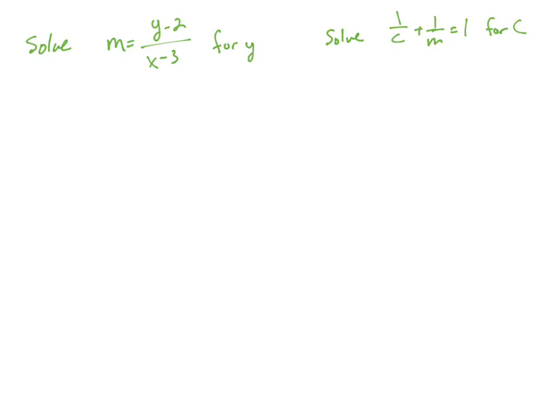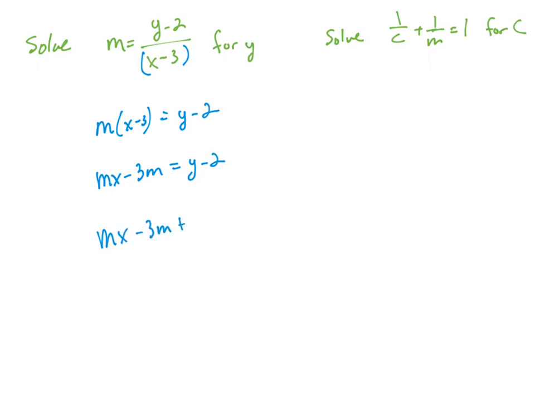Alright, and then the last examples we'll see is how we can solve different equations for specified variables. So the first one we have, m is equal to y over 2, y minus 2 over x minus 3. We want to solve for y. So what I'm going to do is multiply both sides by the denominator here, or in other words, we want to cross multiply. When we distribute, this is what we get. So to solve for y, I'm just going to add 2 to both sides. mx minus 3m plus 2 is equal to y. So that one's pretty straightforward.